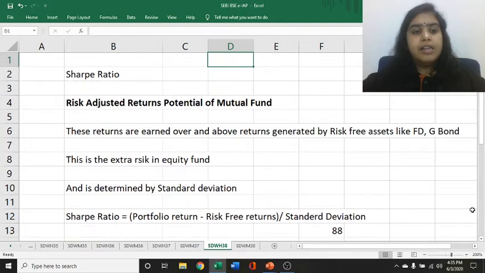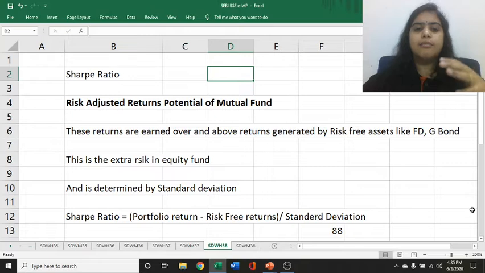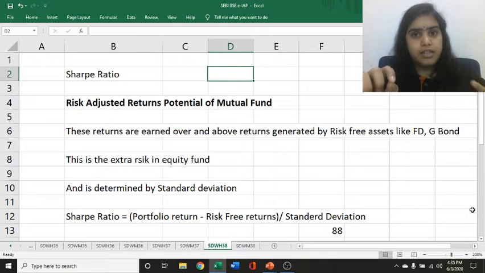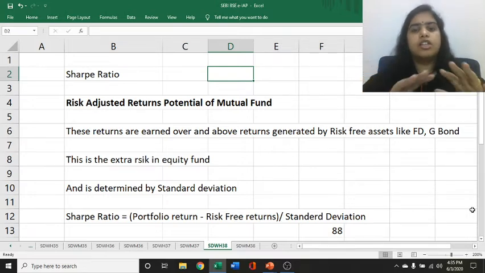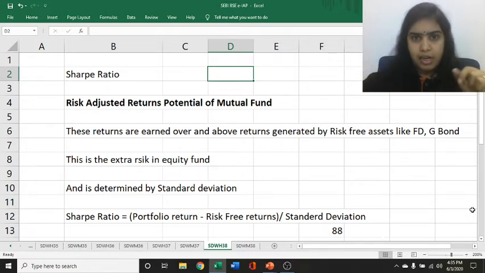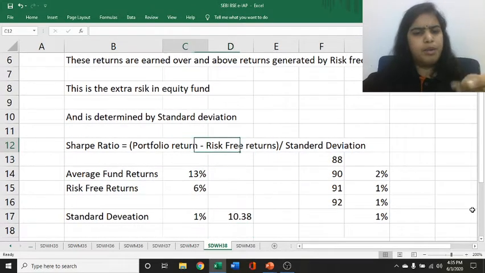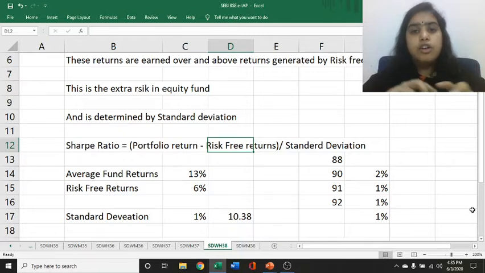What is it? It is the risk-adjusted return potential of a mutual fund. For 1 unit of risk, how much extra return a fund is giving is what the Sharpe ratio is. How is it calculated? The formula of Sharpe ratio is portfolio return minus risk-free return, divided by standard deviation. Two new terminologies: one is risk-free return and one is standard deviation.